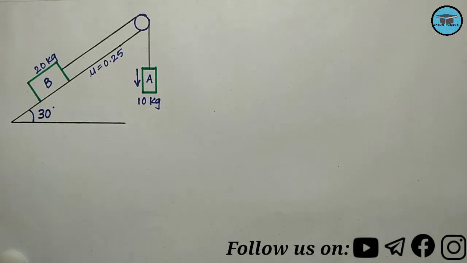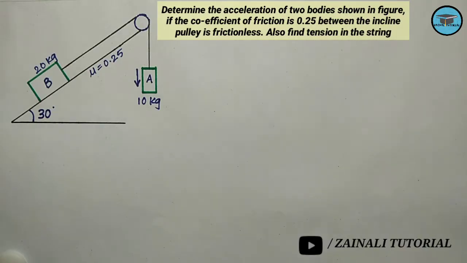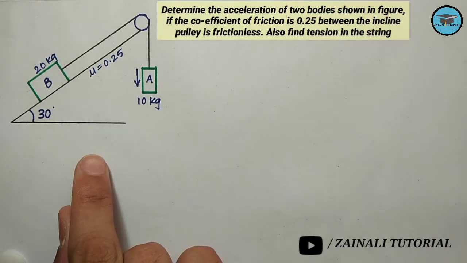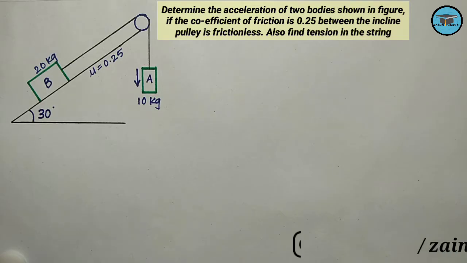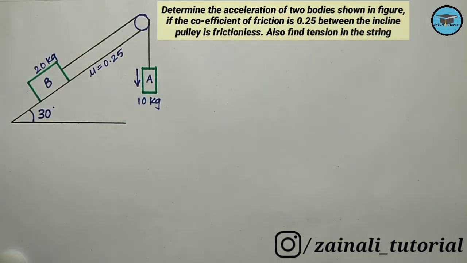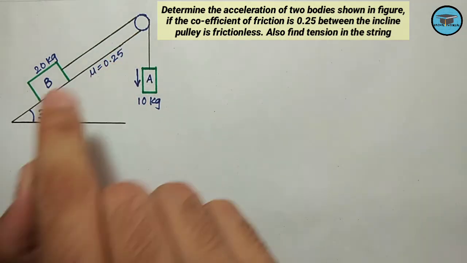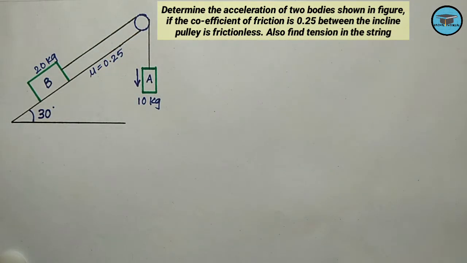I have mentioned the problem statement in the description box. It consists of the system as shown. We need to determine the acceleration of these two blocks and the tension in the string. The spool is frictionless and the coefficient of friction is given as 0.25. For solving such a problem, our first step is to draw the free body diagram of the blocks.